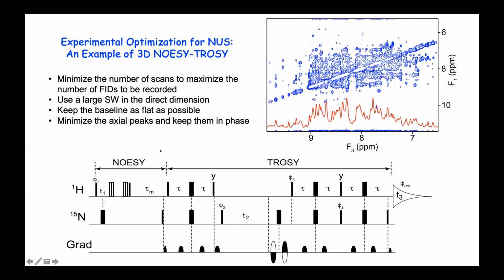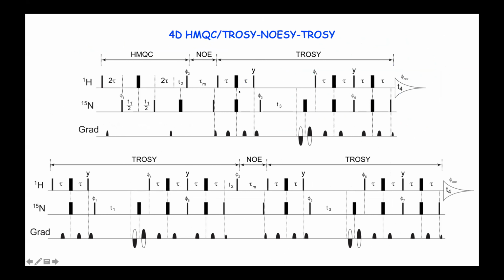Okay, so I guess for this, I cover every point here. Now let me show you an example of a 4D experiment. One is HMQC, NOESY, CHOSY, and the other one is CHOSY, NOESY, CHOSY. In this case, if you want to do 4-step for 4D, it's not unreasonable.